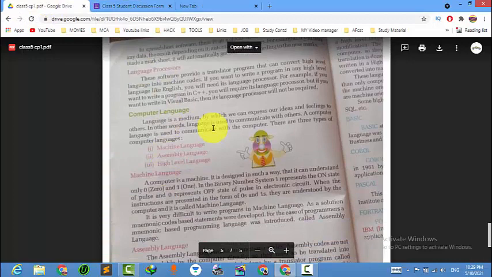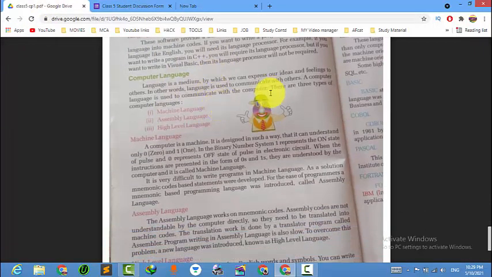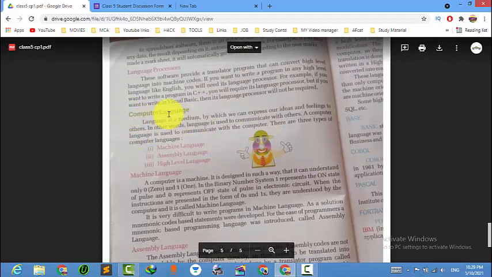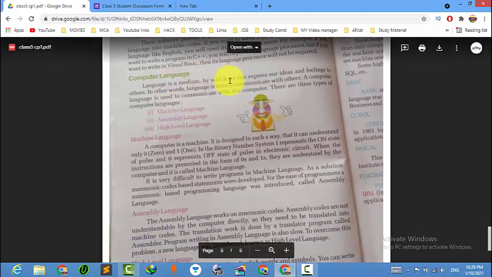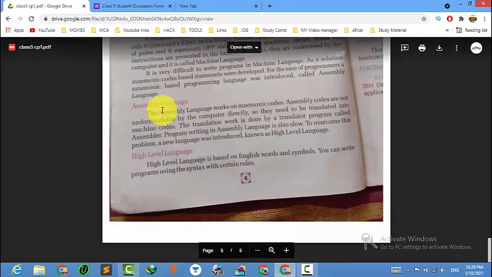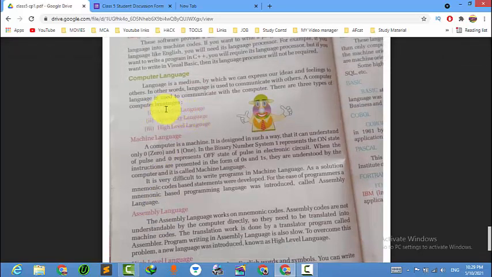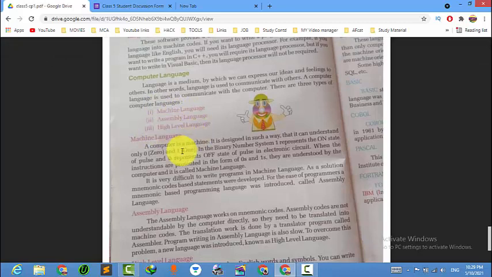Some kind of language processors are installed in this computer. Computer language is a medium by which our ideas and feelings are expressed in another language. There are three types of computer languages. How many types of computer languages? Three types. What are they? Machine language, assembly language, and high level language.